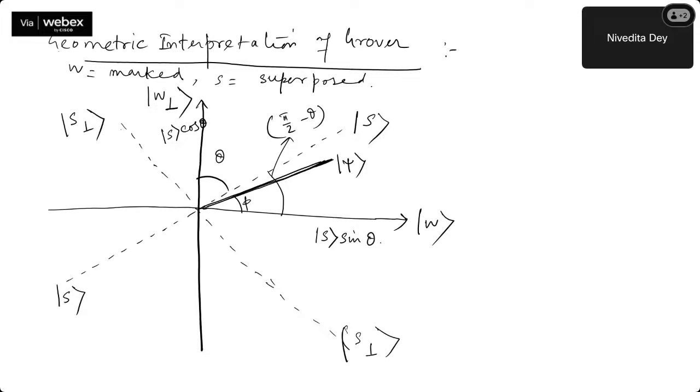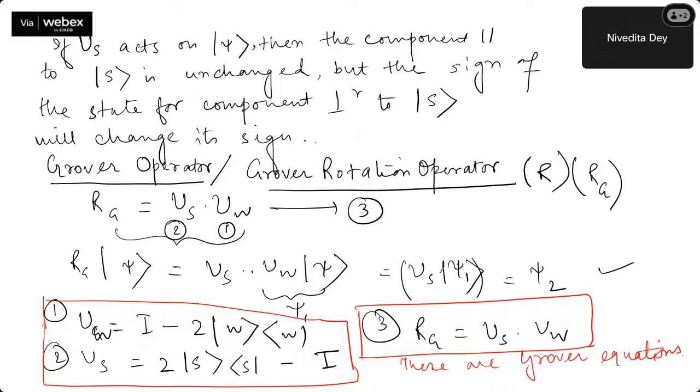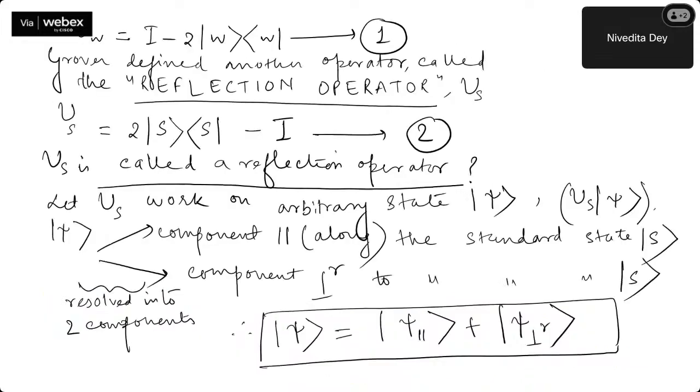So initially, whenever we apply, say, phi, on application of my reflection operator, what will it do? It will break it into two components, right? We have already seen this, that US acts on ket psi, and ket psi is broken into two components. One component is along the standard state S, and one component is perpendicular to the standard state S. Right? We have seen that one.